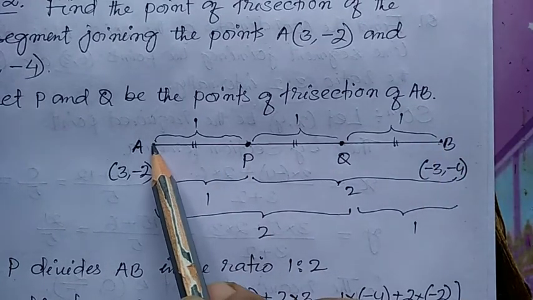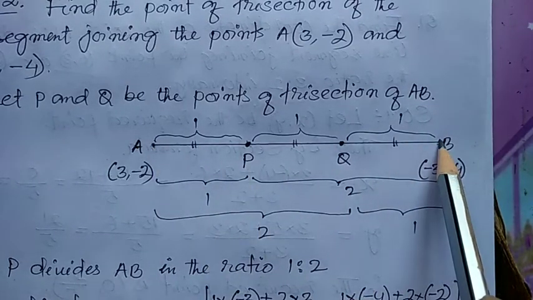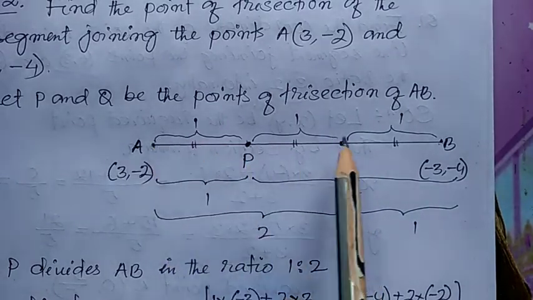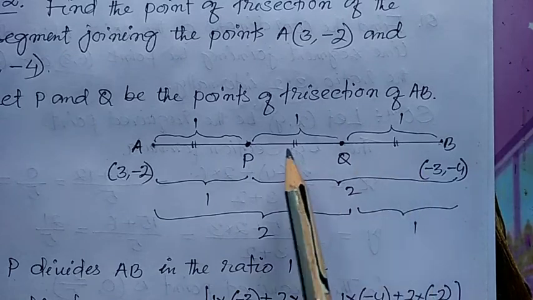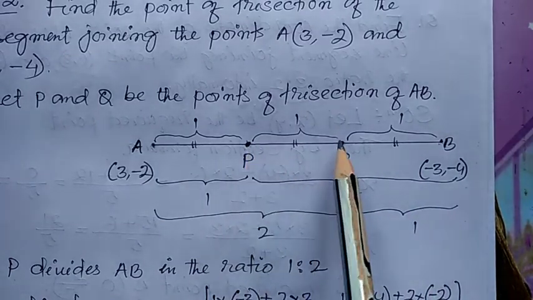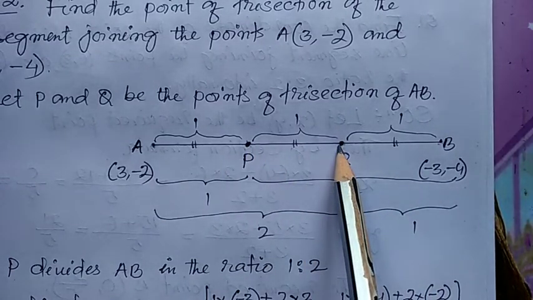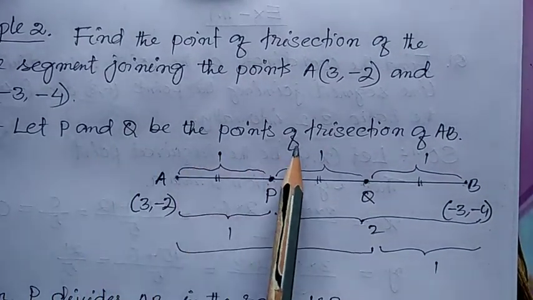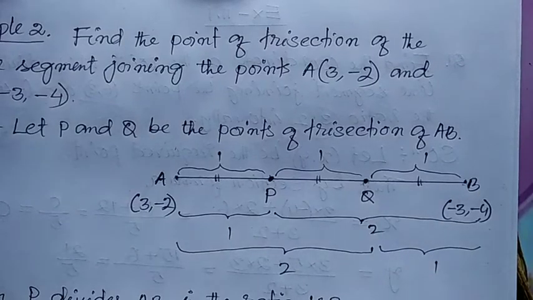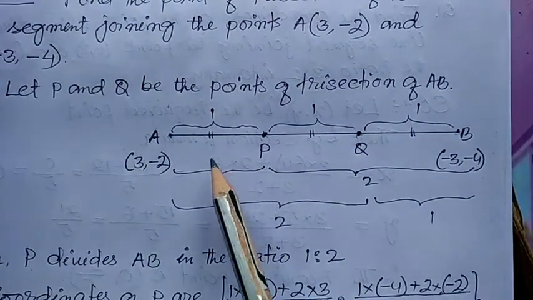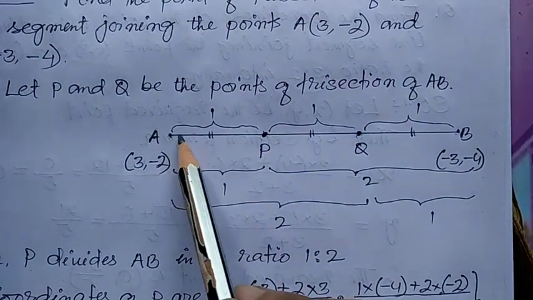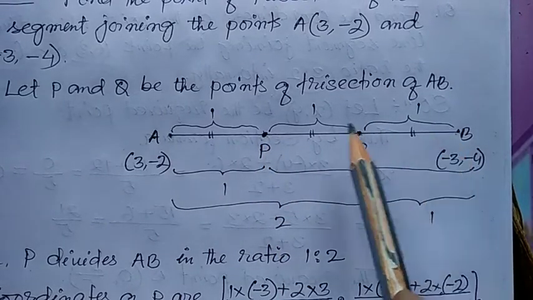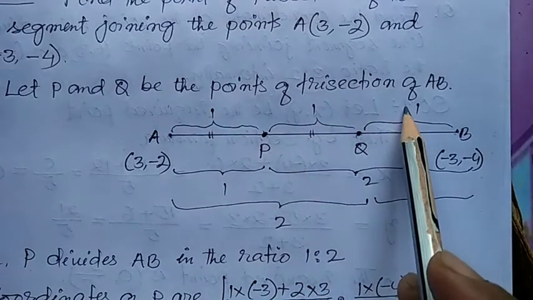Then we say that line segment AB is trisected at P and Q. So to divide a line segment into 3 parts, we need 2 points. So these 2 points P and Q are called points of trisection. So let P and Q be the points of trisection of AB. Then again, let's try to understand this. What will be the ratio? From A to P length is equal to P to Q length is equal to Q to B length. That means the ratio will be 1:1:1.